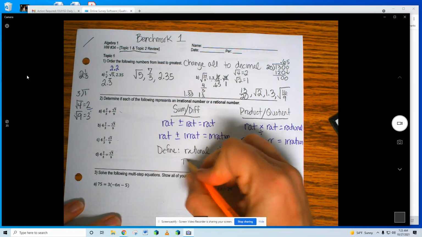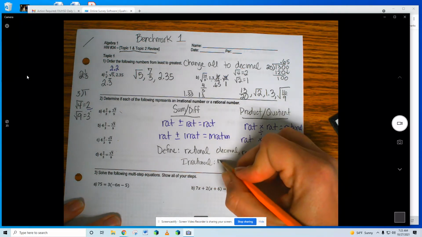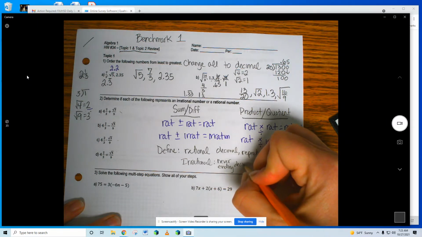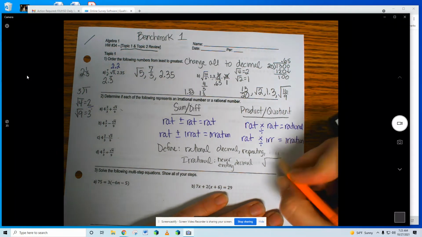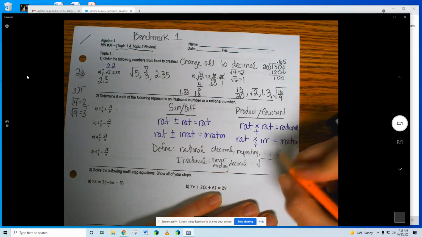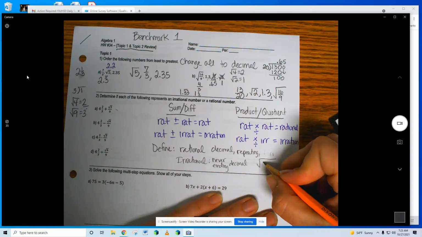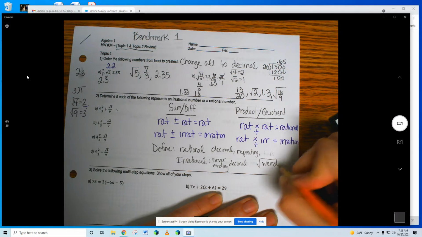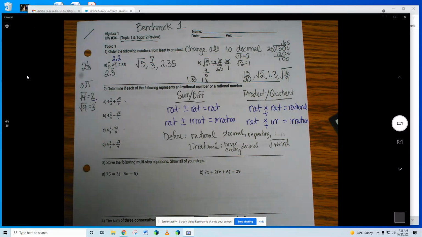An irrational is a never-ending decimal, a weird square root, like a non-perfect square. So I'll just say a square root that's not a perfect square. Like the square root of 3. If I enter the square root of 3 into the calculator, it's going to be this decimal that goes on forever and ever and ever.